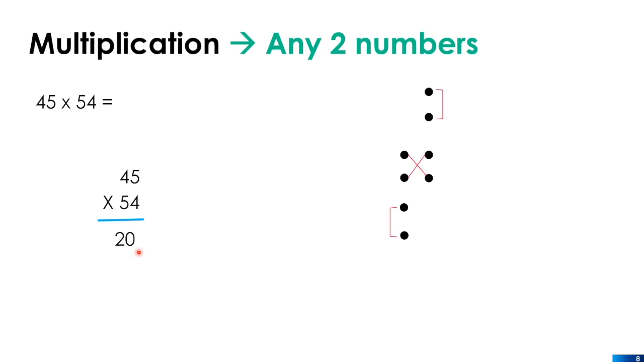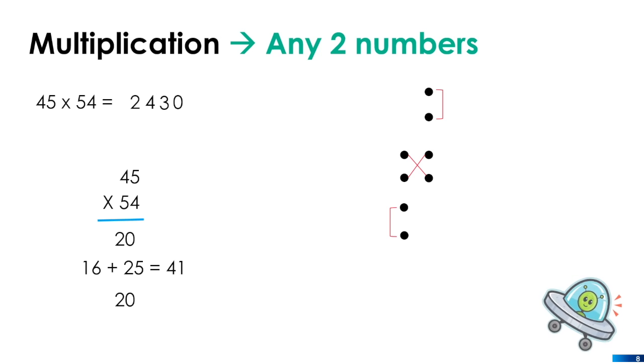5 times 4 is 20. 4 times 4 is 16 and 5 times 5 is 25. So 16 plus 25 gives you 41. Over here 4 times 5 gives you 20. So you take the last number here, 0. This 2 you carry forward to 1, gives you 3. This 4 you carry forward to the 0, gives you 4, and you keep the 2. That is your answer. So let's try it with another question.